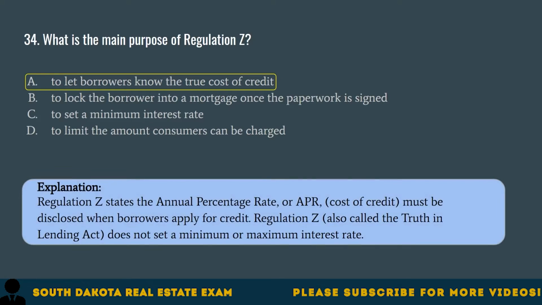Regulation Z states the annual percentage rate, or APR, cost of credit, must be disclosed when borrowers apply for credit. Regulation Z, also called the Truth in Lending Act, does not set a minimum or maximum interest rate.